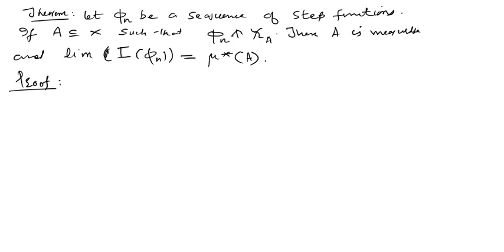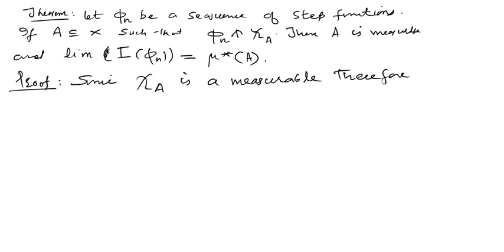Proof. The measurability of A easily follows because phi n is a sequence of measurable functions, so therefore chi A is measurable. Since chi A is a measurable function, therefore A is measurable. This phi n increases to chi almost everywhere. Okay, this is an almost everywhere limit here.